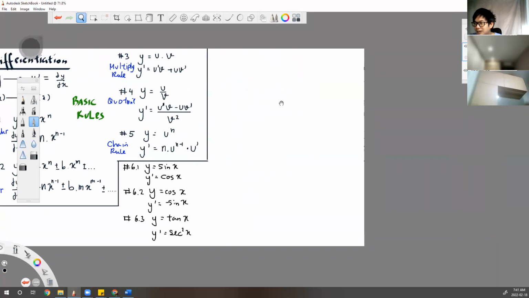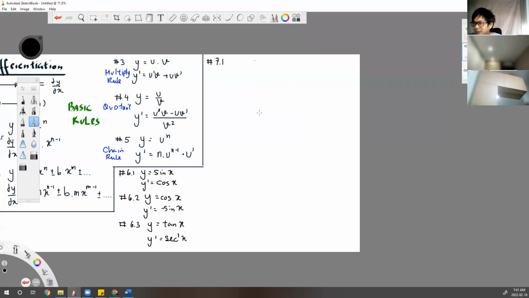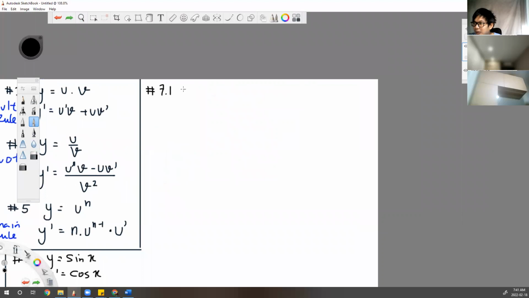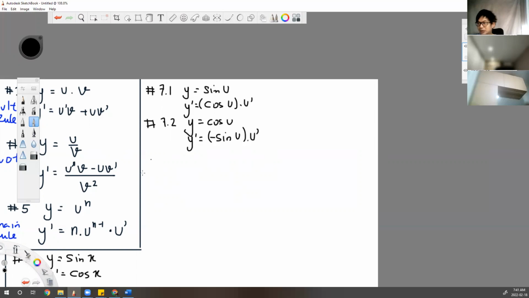And rule 7, the further trigonometric values. Rule 7.1. If I have y equals sine u, the y accent will equal cos u, and you multiply with the inside. Another chain, the trigonometric chain rule. 7.2: if I have y equals cos u, it's very simple, right? Negative sine u, you multiply by the inside, the chain rule. 7.3: if I have y equals tan u, the y accent will equal secant square u, you multiply by the inside. Okay, that's the further trigonometric.